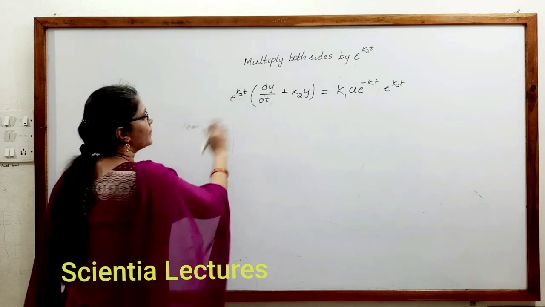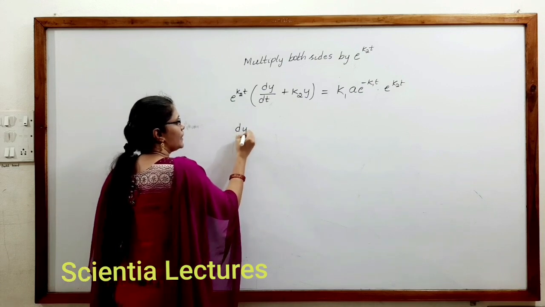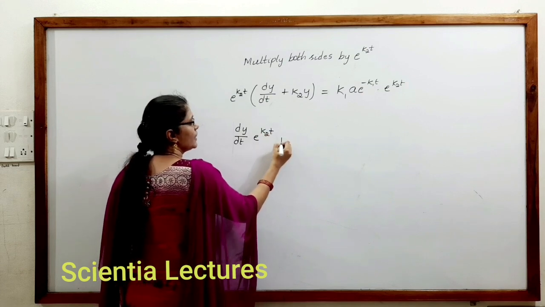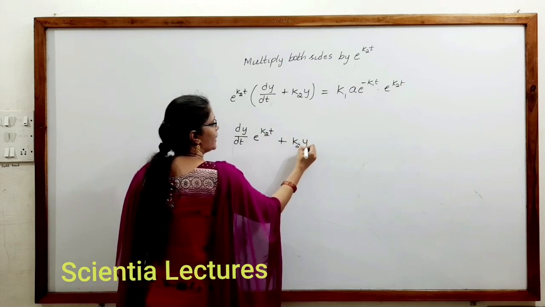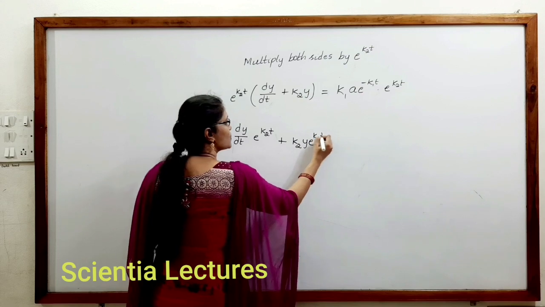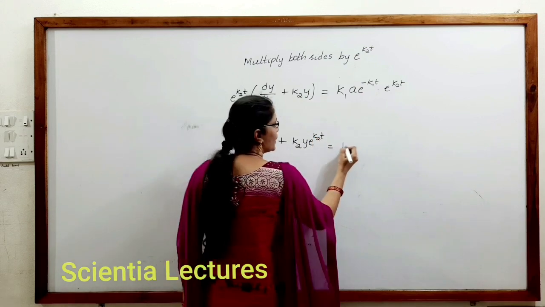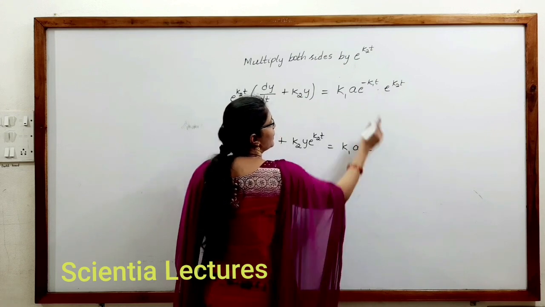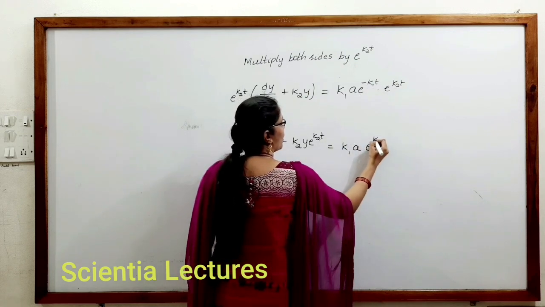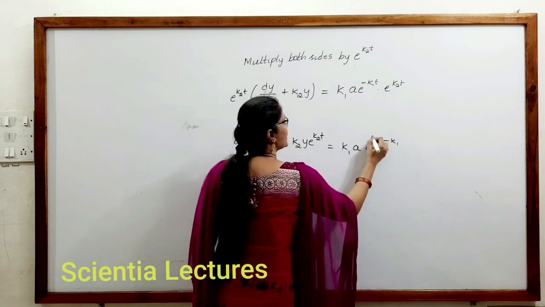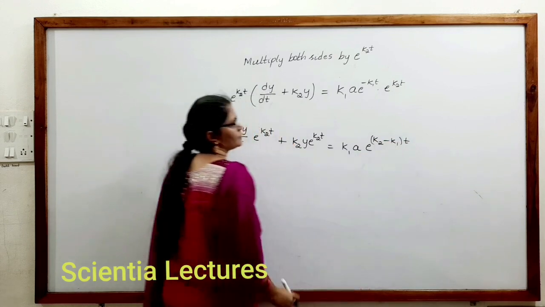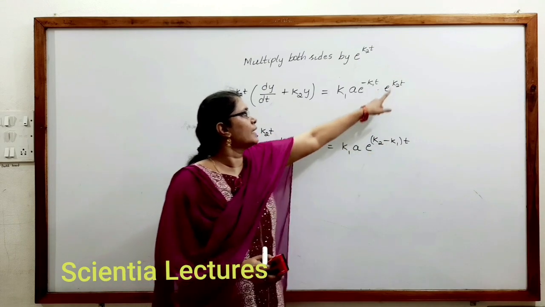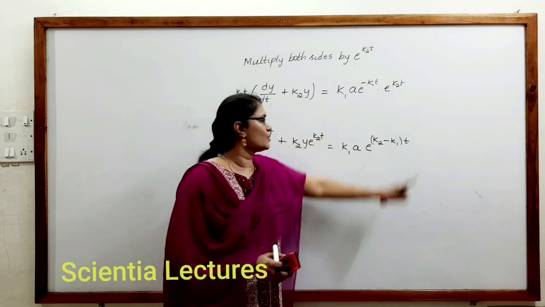Now here, multiply this, what will we get? dy/dt into e^(k2t) plus k2y into e^(k2t) must be equal to k1 into A e^(-k1+k2)t, or e^((k2-k1)t). As the base is the same, you can add these two. What will we get here? k2 minus k1 into t.